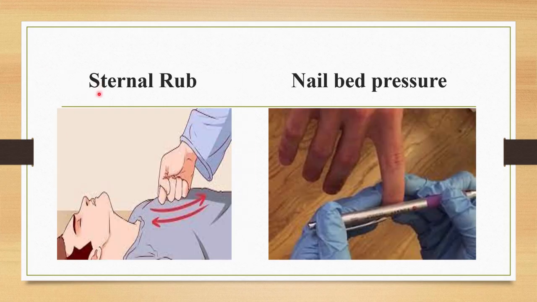Next one is sternal rub. Here, by using the knuckles of your hand, you are rubbing against the sternum in order to give a painful stimuli. The last one is nail bed pressure. Here, by using a pen, you are applying some pressure against the nail bed.